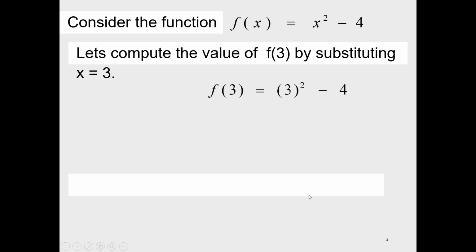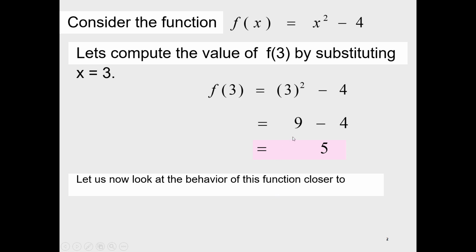If I do that, now 3 comes here. So f of x means f of 3, which means 3 squared, because x squared. So 3 is in place of x now, so we'll have 3 squared minus 4, and 3 squared is 9, and this minus 4 comes here. So 9 minus 4 we get 5. In general we can say that the limit for this function is equal to 5.